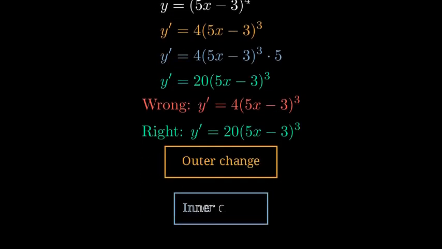Why does the chain rule work? Think of change happening in layers. The outer function changes, and the inner function also changes. We multiply both rates of change.